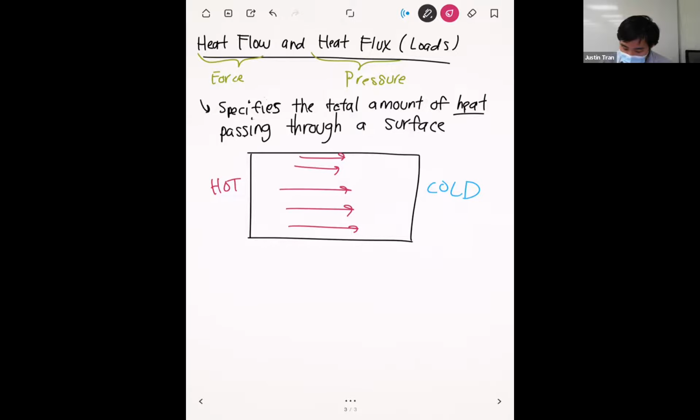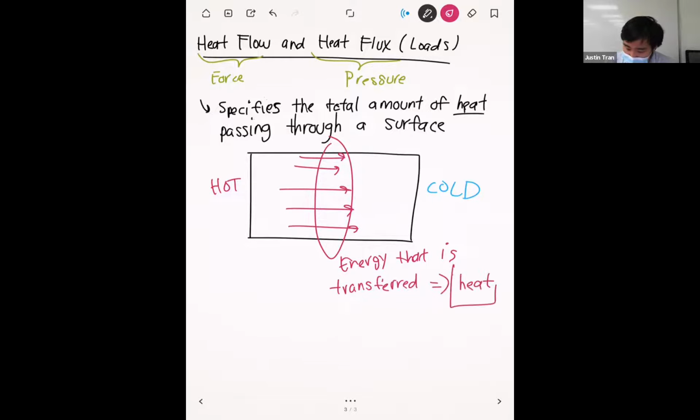And so the quantification of the energy that actually moves here, the amount of energy that gets transferred through a heat transfer process like this, is what's known as heat. So when we talk about heat, what we're actually talking about is the movement of energy due to a temperature difference.